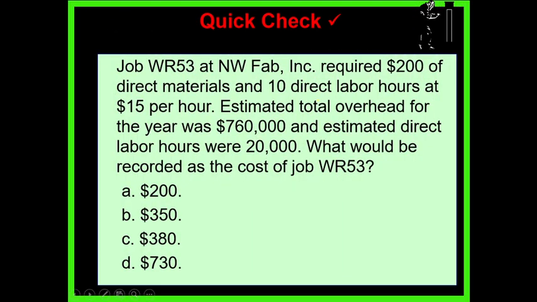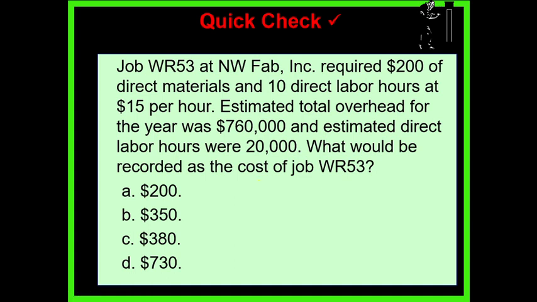Now, let's continue. Let's have a quick check. Okay, so you have the following job which requires $200 of direct materials and 10 direct labor hours at 15 per hour. Your estimated total overhead for the year was 760. And estimated direct labor hours were 20. Ayan, what would be required as the cost of the job? So first, we have to start with direct materials. So yeah, feel free, i-pause nyo muna, no, para walang spoiler. At tapos i-solve mo siya. Ayan. Kunyari, na-solve mo na, tingnan natin.